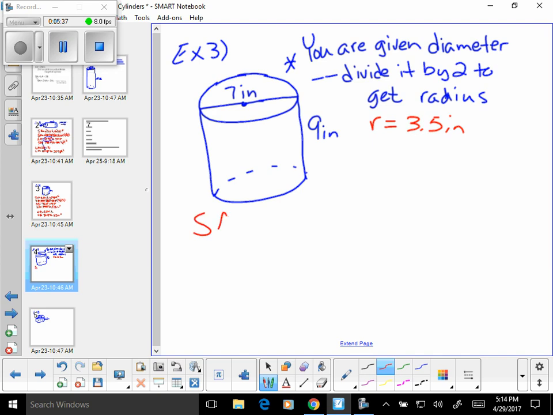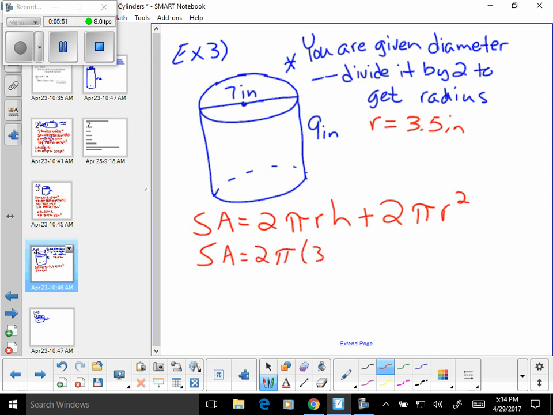So I'm going to start with my formula again. 2 pi rh, that's my area of the curved surface, times 2 times the area of the circular base, 2 pi r squared. 2 times pi, radius is 3.5, height here is 9, plus 2 pi, and I'm going to take 3.5 times 3.5. Oops, the decimal point's not too clear there.